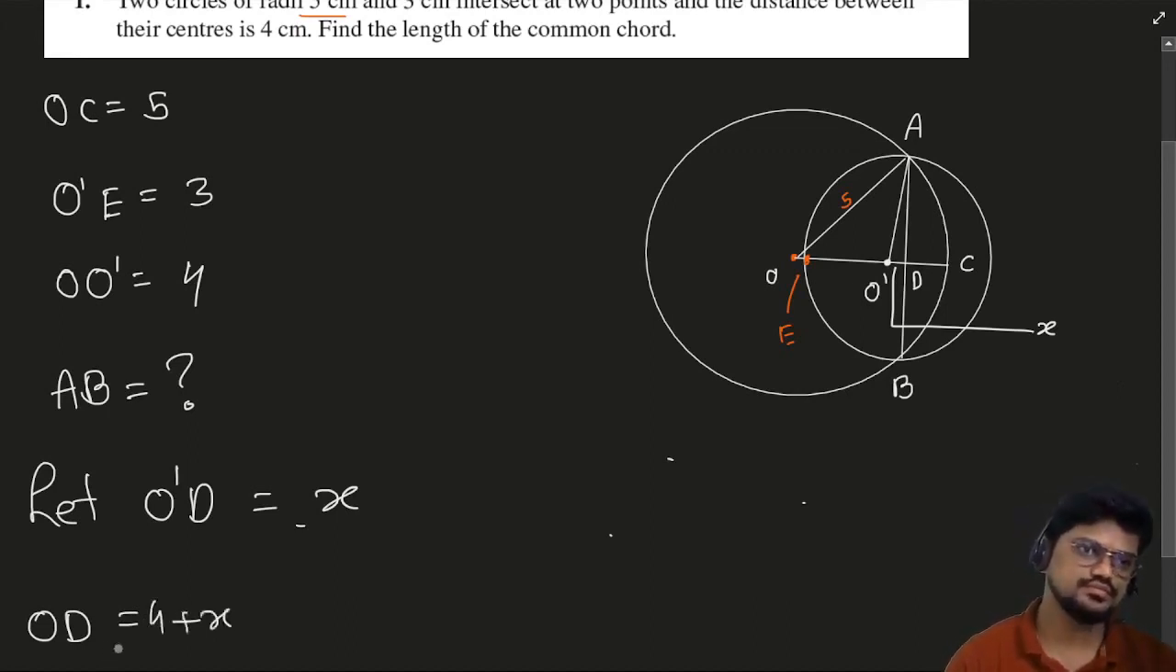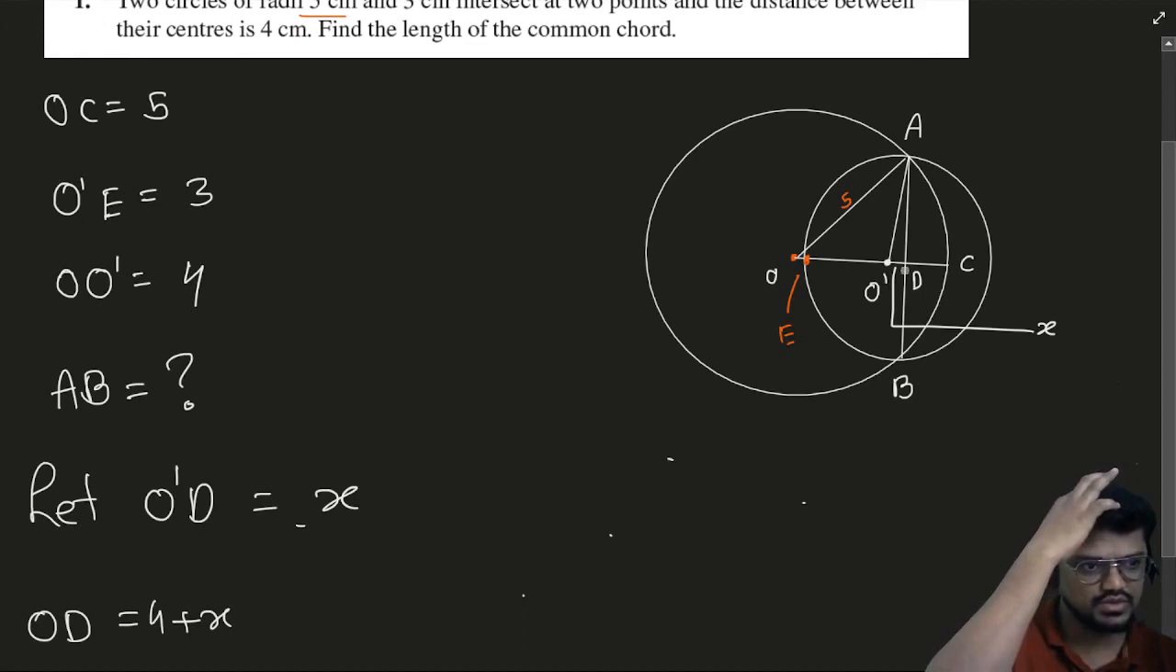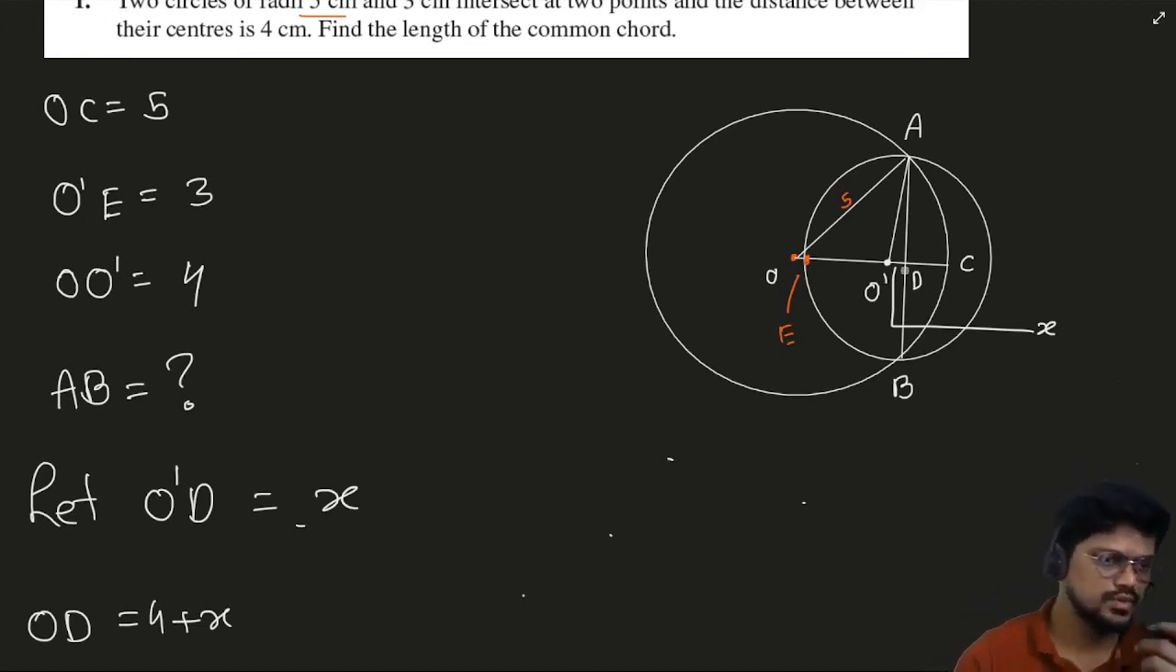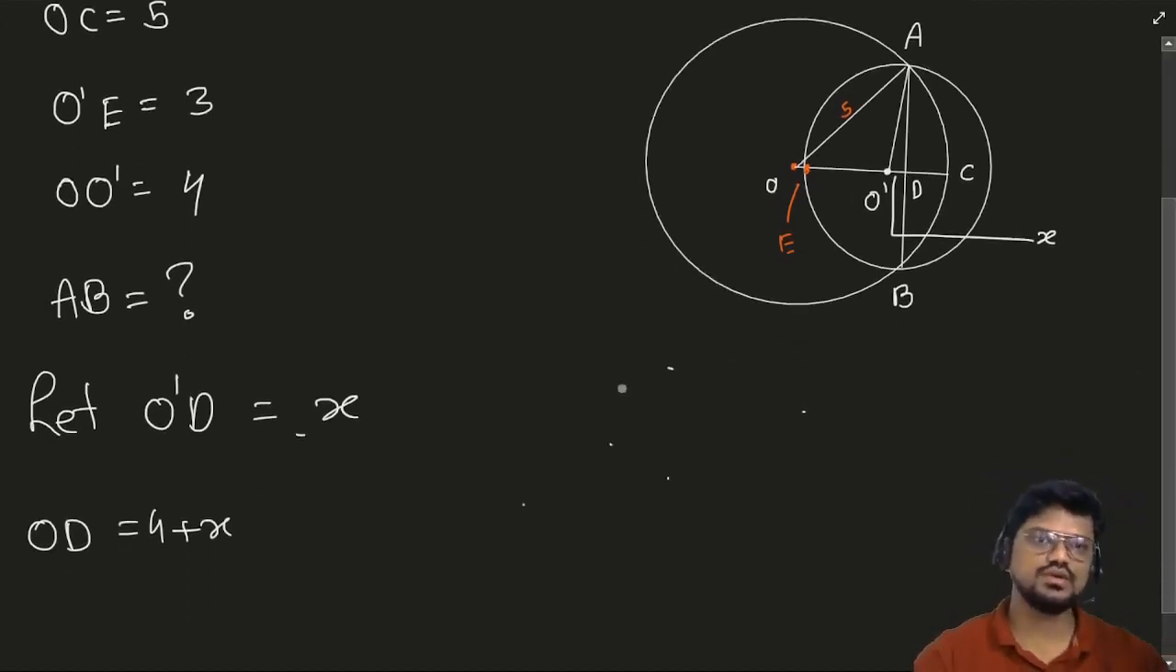Yes or no? Yes. We know that OA is 5. So what will be AD? We can find it in terms of X using Pythagoras. This square plus this square, and this AD we can find in terms of X. Also in the triangle, so what we can do over here now in this.